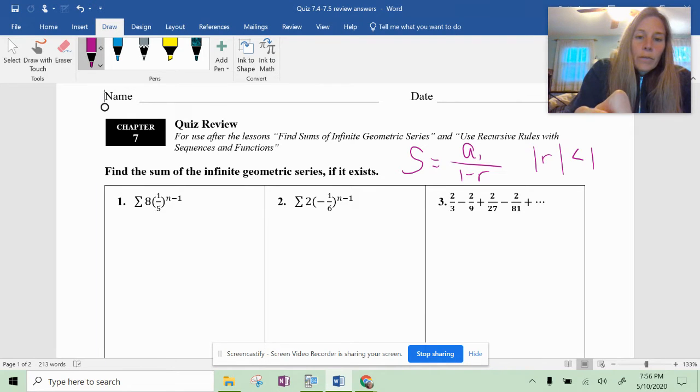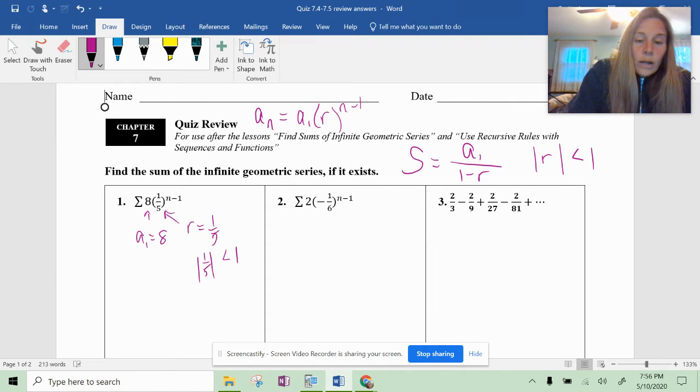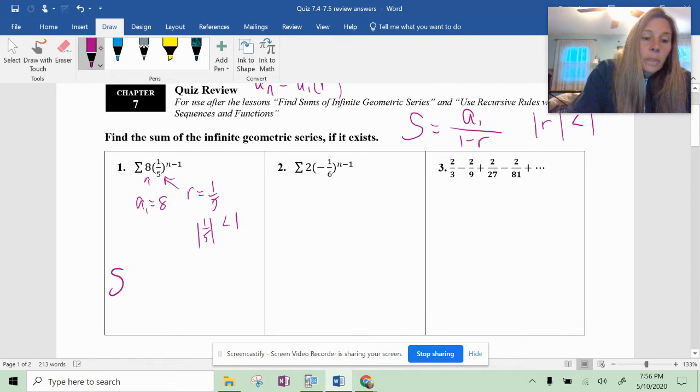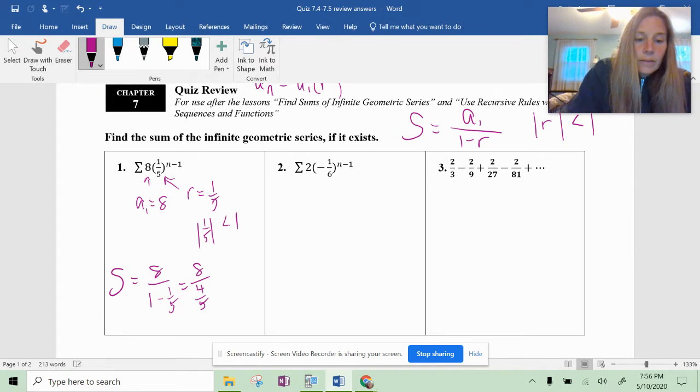Okay, so back from the original rule, we know that a sub n equals a sub 1 times r to the n minus 1. So that can easily help us identify that information here. So here our a sub 1 is 8, but the r value is 1/5. Now, the absolute value of 1/5 is less than 1, so we know we can use this sum formula. So therefore, we can go ahead and find the sum. So we take the a sub 1, which is 8. We put it over the 1 minus the 1/5. So now we have 8 divided by 4/5.